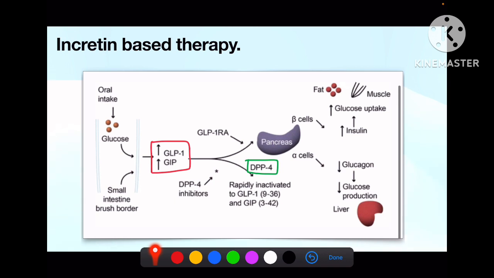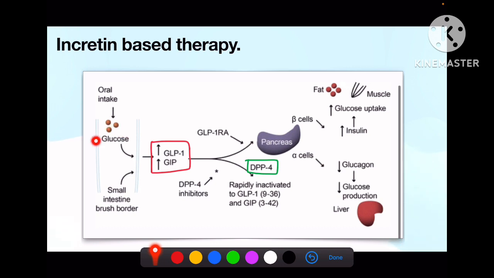From this slide, I am going to discuss with you some biochemistry: when you take your food, how it breaks down to glucose, and how the pancreatic beta cells and alpha cells work and produce insulin. Those things I'm going to briefly discuss from this slide. Then you will understand how our newest drugs work and where we are going to target in this patient. Suppose now when you take the oral intake, then it will break down to glucose.